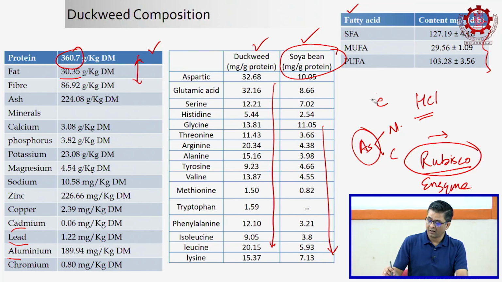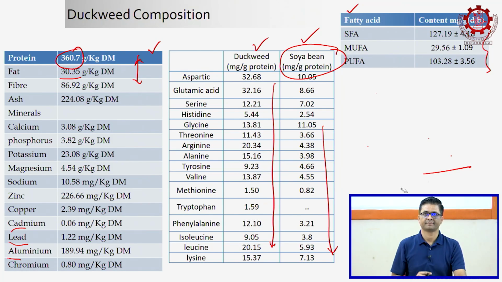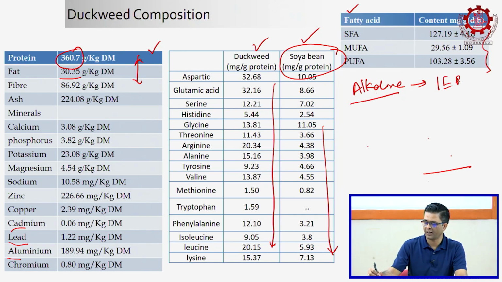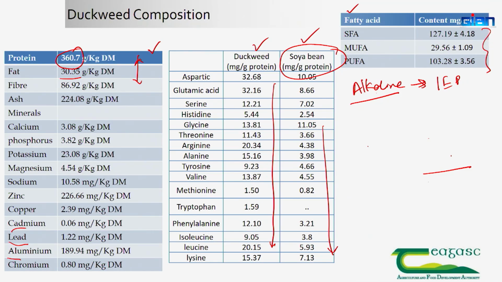So what should be the procedure for extracting proteins? How do we extract protein? Anybody? Alkaline extraction and isoelectric precipitation. Okay. So what makes us use alkaline followed by isoelectric precipitation? Why alkali? Why not acid or water? Sir, alkaline helps to maintain the particular pH.